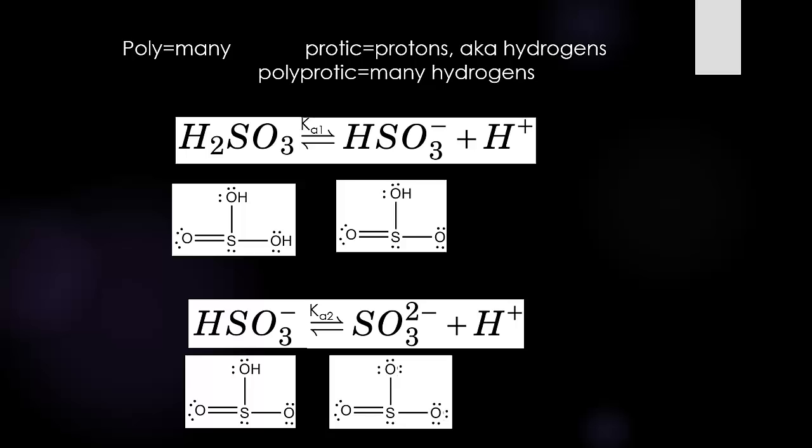Notice each of these hydrogen removals has its own Ka. They do not come off at the same rate, and this needs to be accounted for when we do the calculations. We'll talk about this at the end of the video.